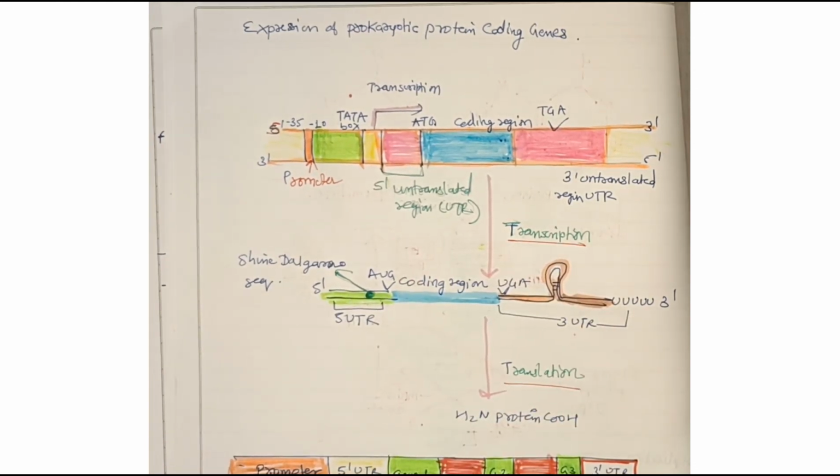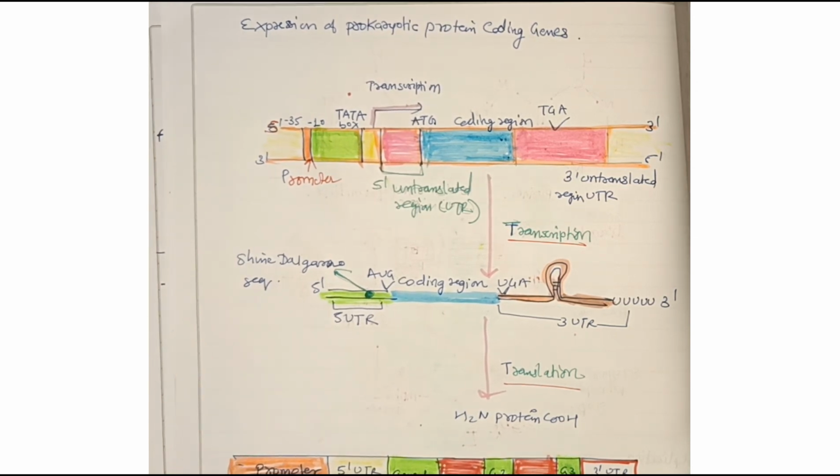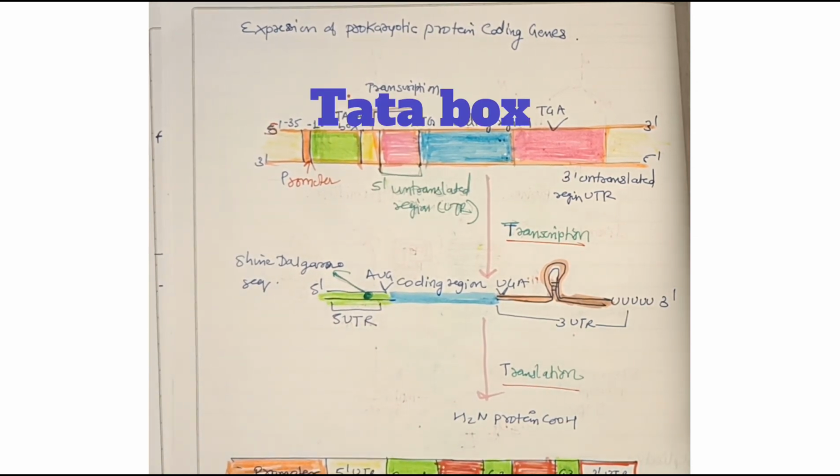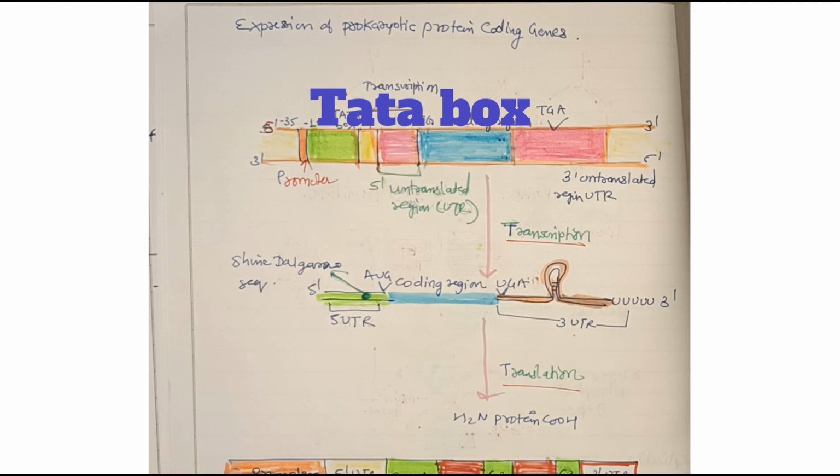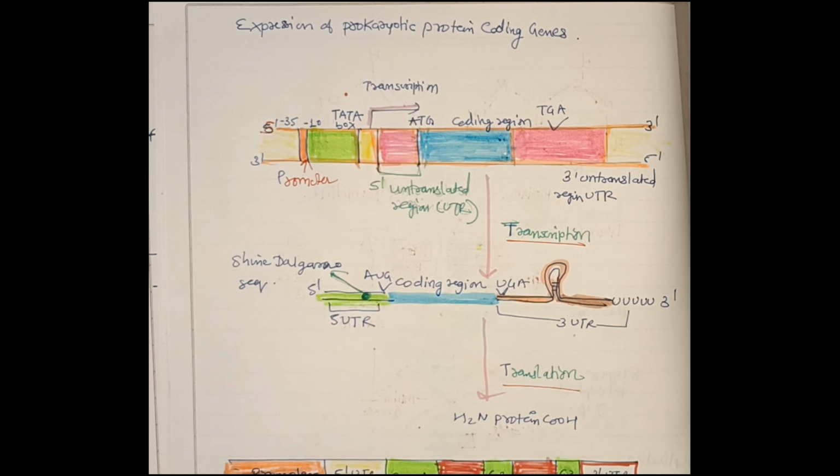The bacterial promoter contains two consensus sequences. They are known as the TATA box, or the Pribnow box, and the -35 sequence. The promoter identifies the starting site of the transcription and orients the enzyme on a template strand.